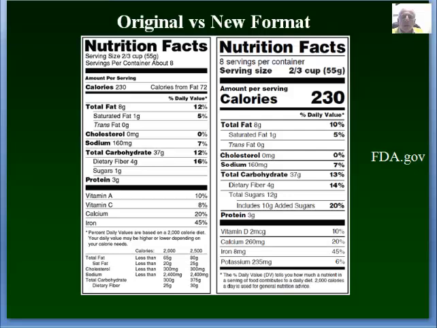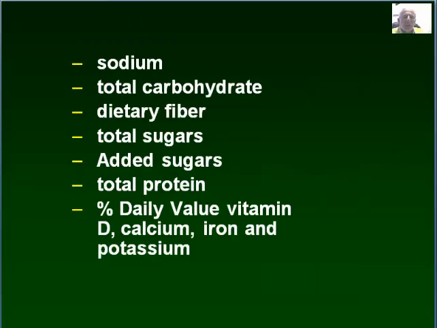The nutrition facts label on the right is the new label that's required for food products. So we have sodium, again, total carbohydrates, dietary fiber, total sugars. We have added sugars. This is an important one. I'm going to have a discussion question for you this week related to this issue of added sugars.